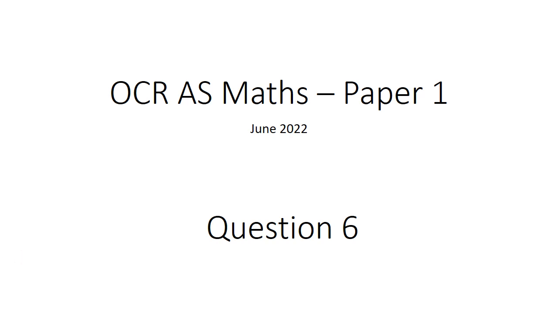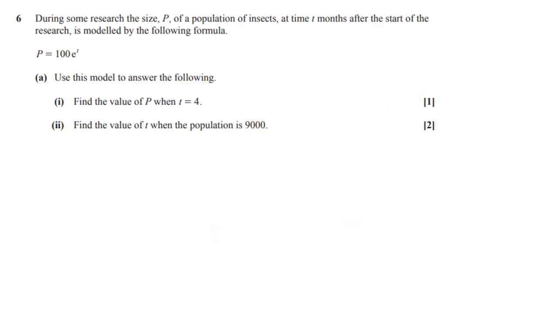In this video, we're going to look at question 6 from your paper 1, which is on exponentials and logarithms. Question 6 says, during some research, the size p of a population of insects at time t months after the start of a research is modelled by the following formula, p equals 100 e to the t. Part A says, use this model to answer the following. Find the value of p when t equals 4.